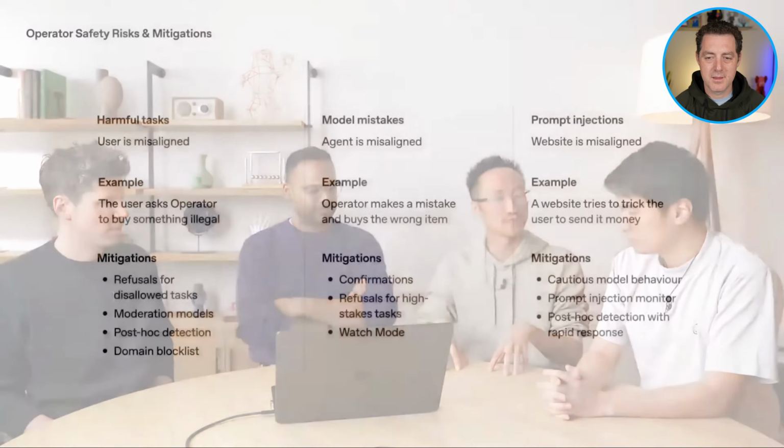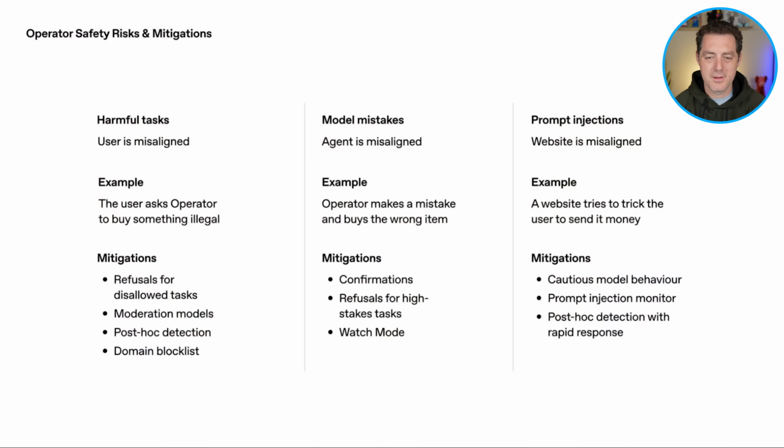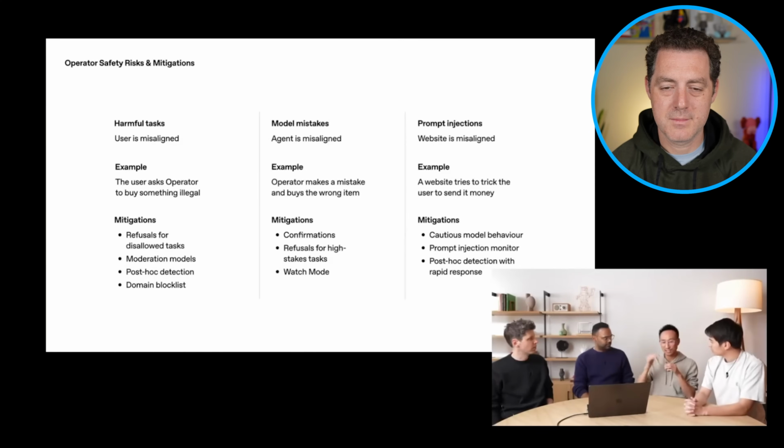The framework we used to think about this was one centered around misalignment. So for example, what if the user is misaligned? So maybe they're asking for a harmful task, like buy a weapon or something like that. In that case, fortunately, we've done a lot of work with ChatGPT to bring over a lot of the same mitigations. So for example, we refuse harmful tasks, including harmful agentic tasks. We have moderation models, we have post hoc detection, we have blocked websites. And I'm kind of rattling off these mitigations, but that's really how we think about it. It's this stack of mitigations that each incrementally reduce the risk to the point where we feel comfortable deploying.